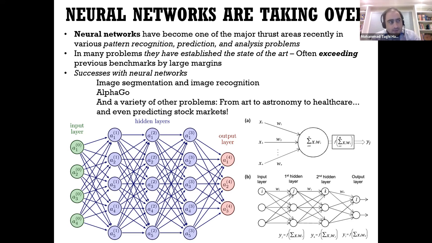But around 2010 or so, they had great success for NLP tasks, like speech recognition. Since then they became much more popular again. Nowadays they are almost everywhere, and are some of the major thrust areas in pattern recognition, prediction, and analysis problems. For many problems they have established the state of the art, exceeding the previous benchmark by a large margin. Not everywhere, but in lots of places.